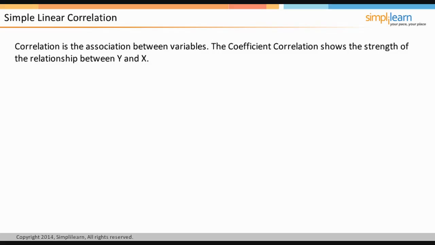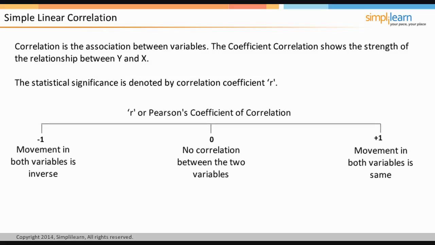The dependent variable y may depend on many independent variables, x, but correlation is used to find the behavior of y as one of the x's changes. Correlation helps us to predict the direction of movement in values in y when x changes. Statistical significance of this movement is denoted by correlation coefficient r. It is also known as Pearson's coefficient of correlation.